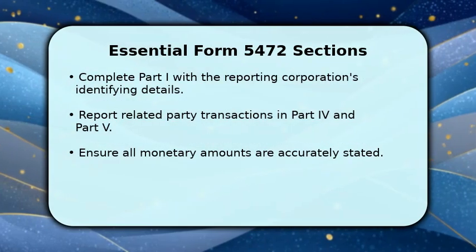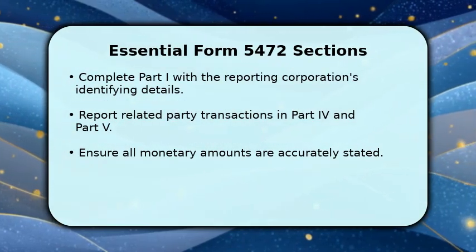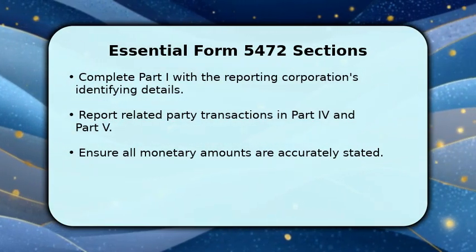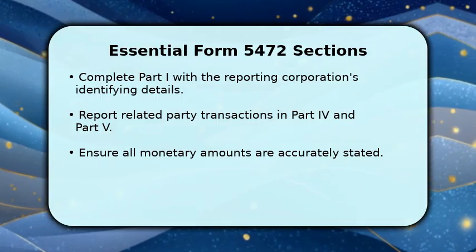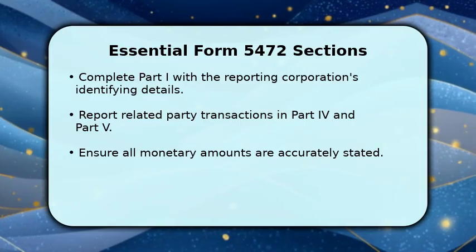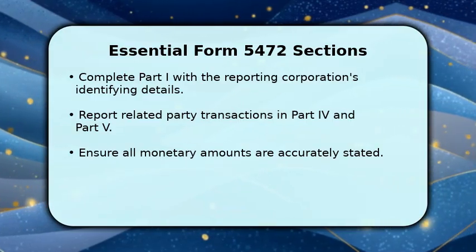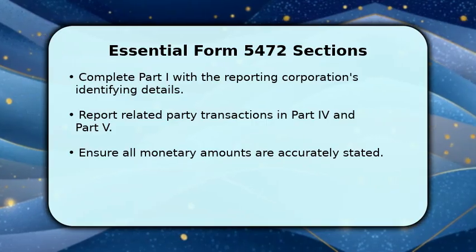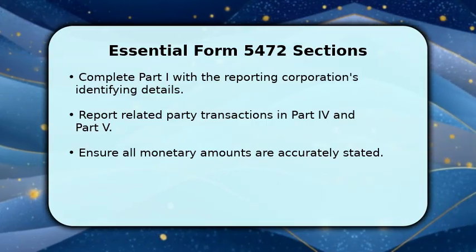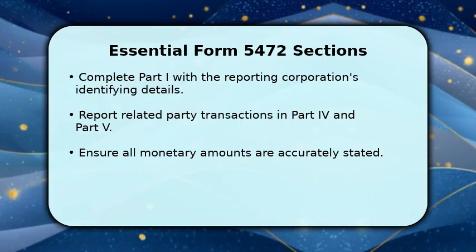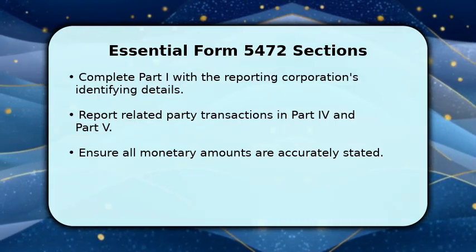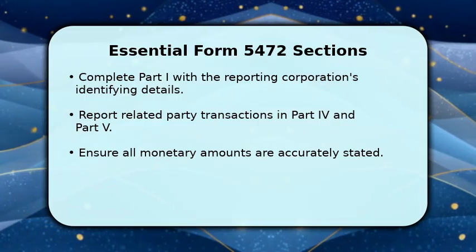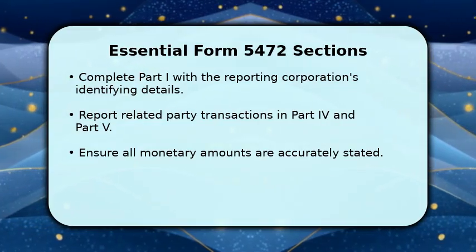Now, let's dive into the form's key sections. Start by accurately completing Part I with your reporting corporation's identifying information, including its name, address, and employer identification number. Then, move to Part IV and Part V, where you'll detail all reportable transactions with foreign-related parties. It's crucial to ensure all monetary amounts, like sales or purchases, are precisely reported to avoid discrepancies.